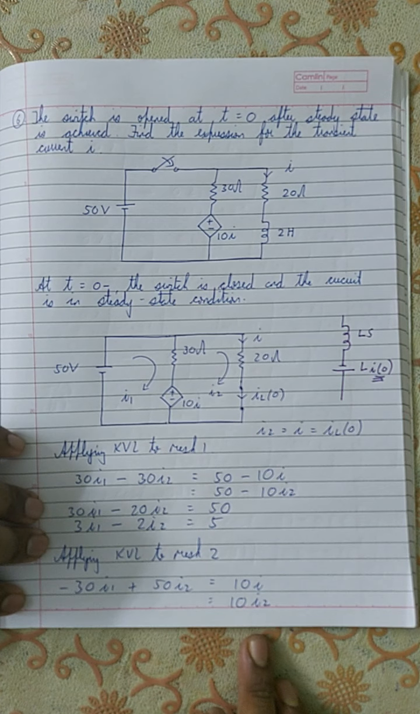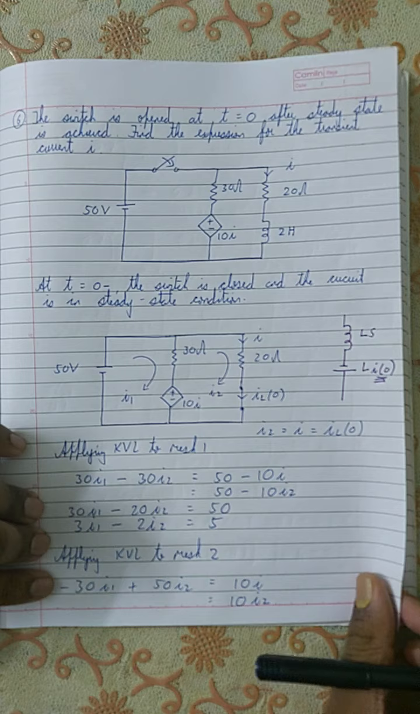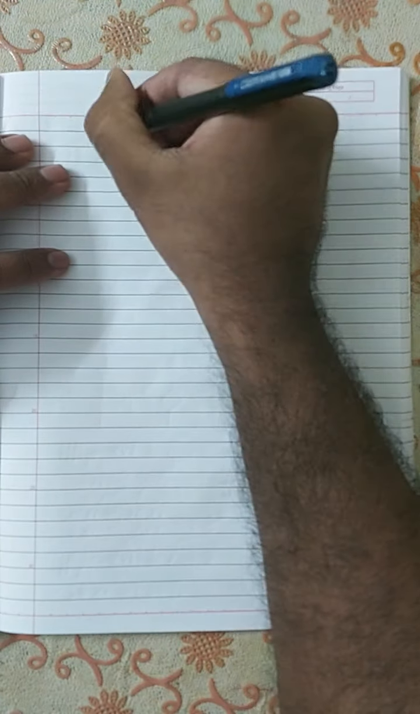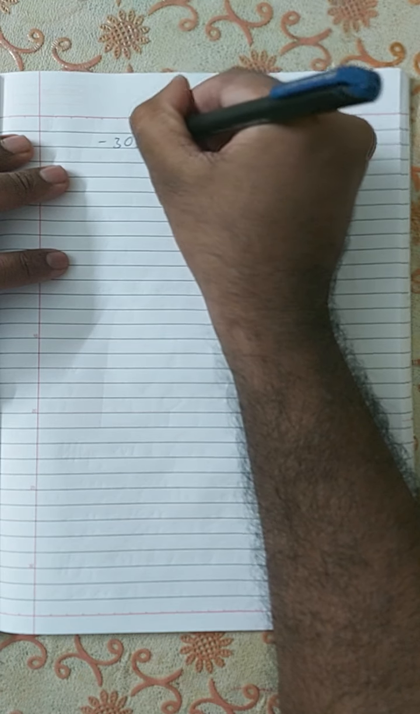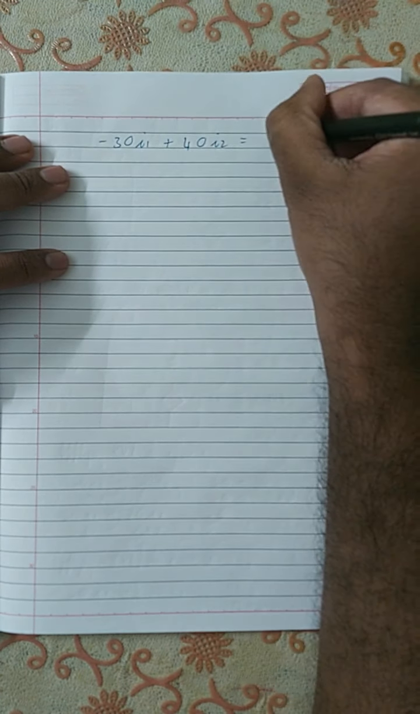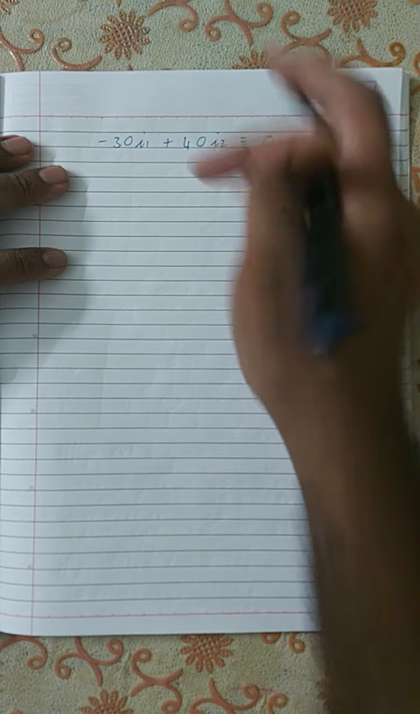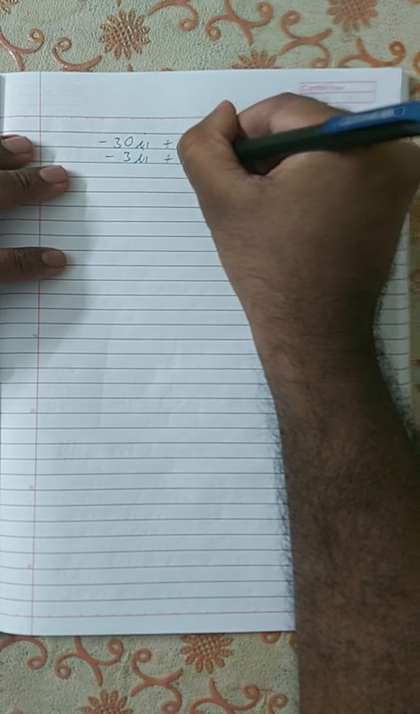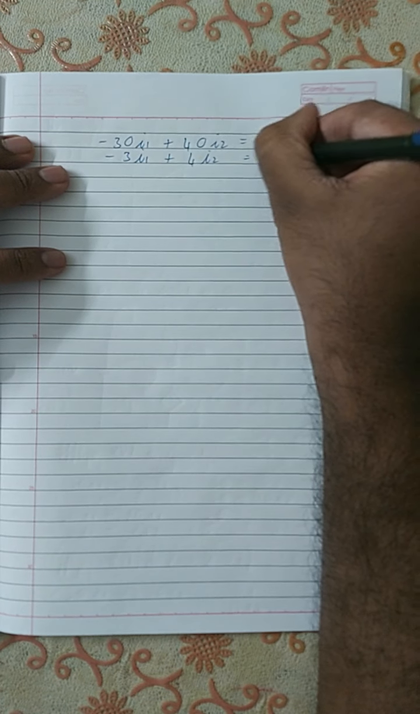So 50 minus 10 is 40, and you have minus 30I1 plus 40I2 is equal to 0. In other words, minus 3I1 plus 4I2 is equal to 0.